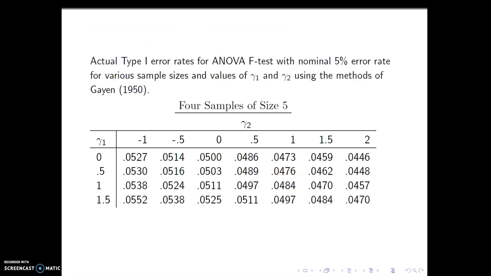Okay, so here are the actual type 1 error rates for F-tests, if we're assuming 5%, for various values of skewness and kurtosis, using the methods of Guyan here. Again, just to show you, yes, we really do deviate somewhat for these varying measures, but notice we're assuming a 5% error rate. Here we get conservative because we have positive values for kurtosis, and here we tend to get a little bit liberal.